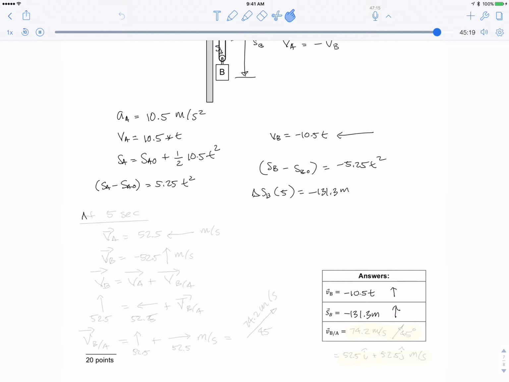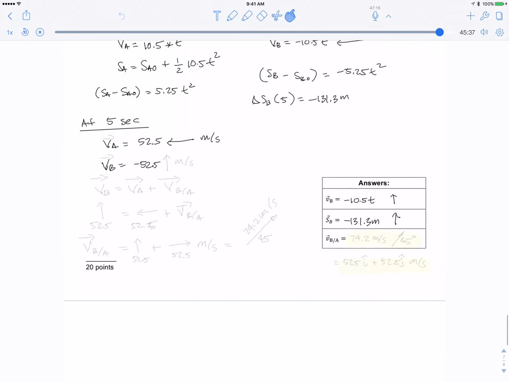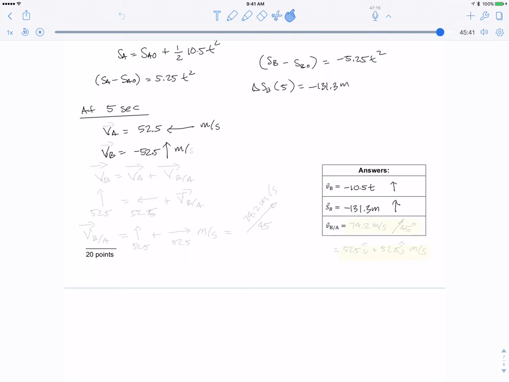And now VB relative to A at 5 seconds. So at 5 seconds, VA is 10.5 times 5, which is 52.5. That's going to the left. VB is minus 52.5, which means going up, meters per second.